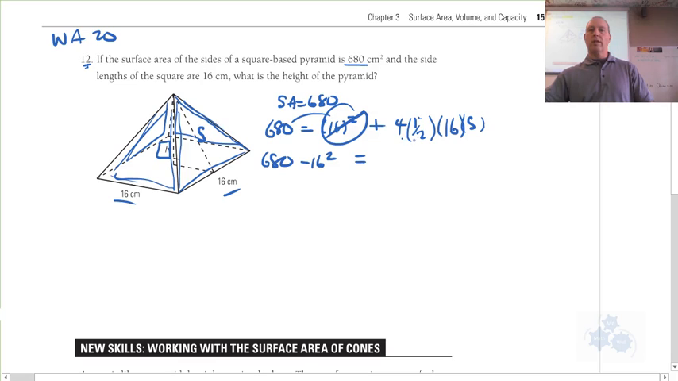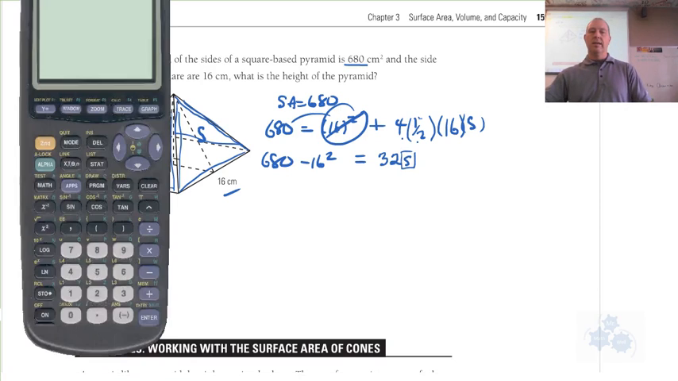What is 4 times 1/2? 2. Yeah, half of 4 is 2. What's 2 times 16? Well, 2 times 16 is 32. That's going to be 32S. So we're getting close to solving for S. So you have to solve for S.